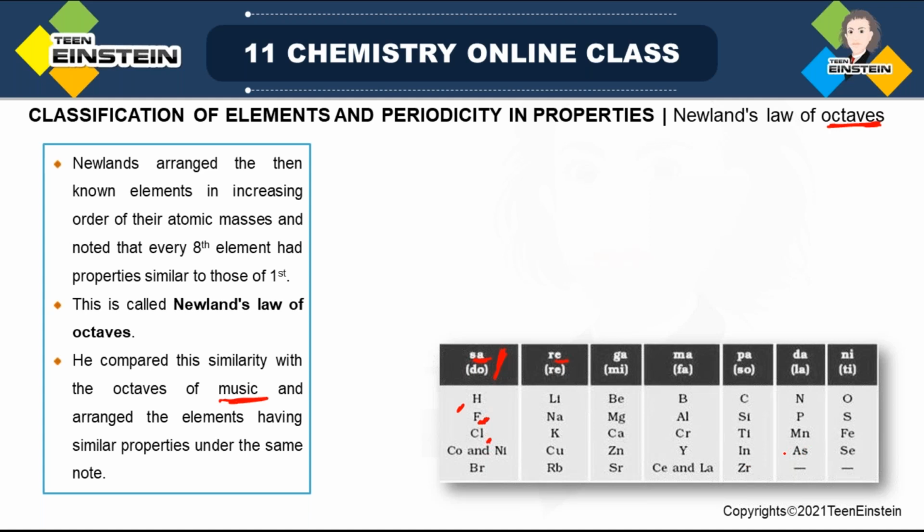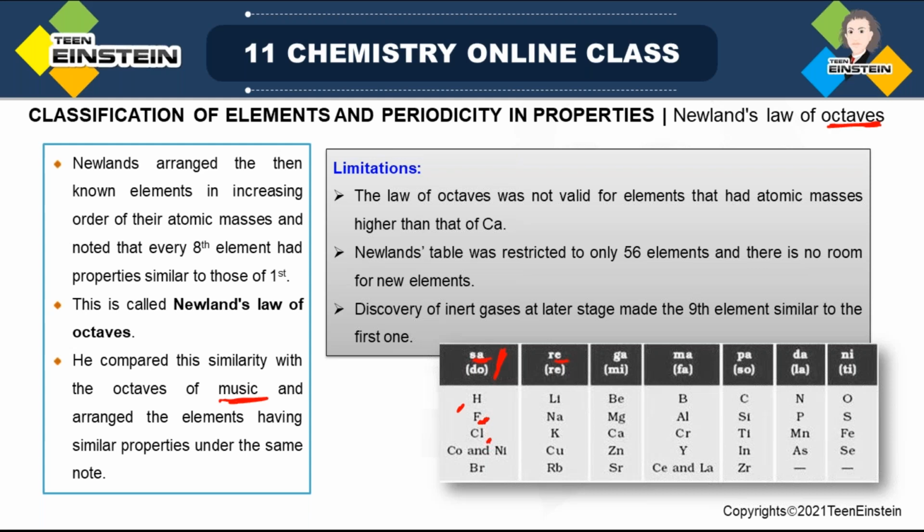But here also we have some limitations. It is not valid for elements that had atomic masses higher than calcium. Okay. So you can go at maximum up to calcium. It is restricted to only 56 elements, and there is no room for new elements. Because at that time, whatever elements were there, with time some new elements were discovered. So how to fit those newly discovered elements in Newlands' law of octaves? That is not possible because there is no room for the new elements which were not present at that time.